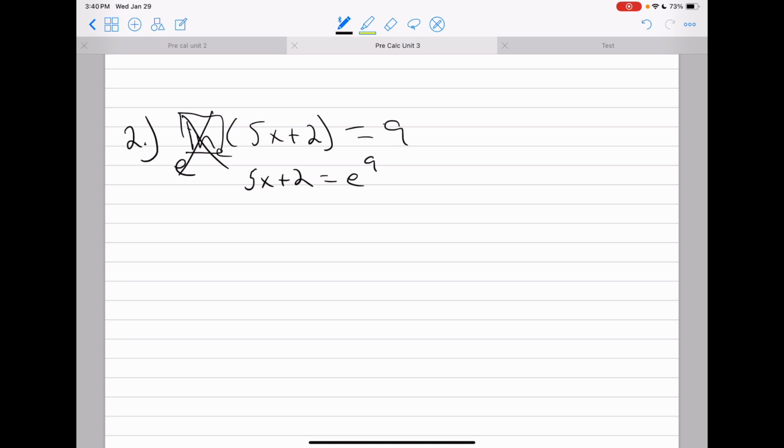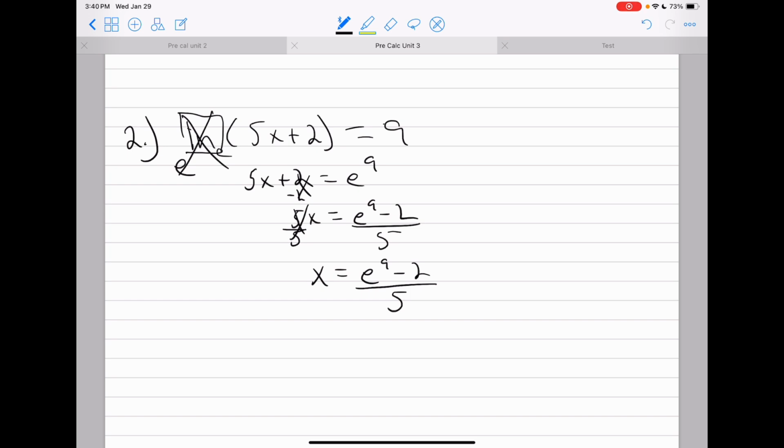All right, so now step 3 says isolate your variable. So I'm going to go, okay, minus 2. 5x equals e to the 9th minus 2. Divide by 5. X equals e to the 9th minus 2 over 5. And then that's where my calculator comes into play. Right? I can say, okay, calculator, tell me, what is e to the 9th power?